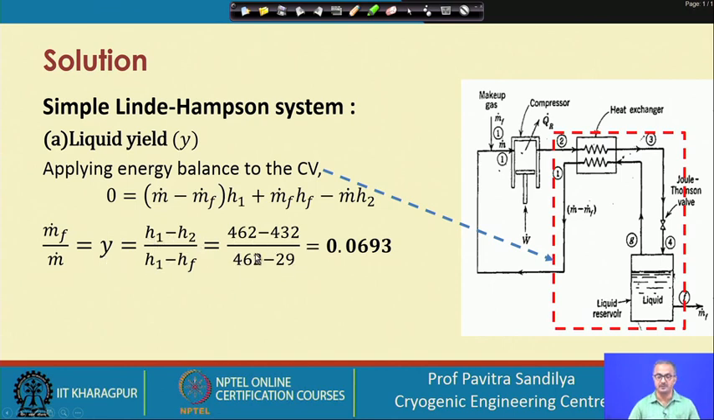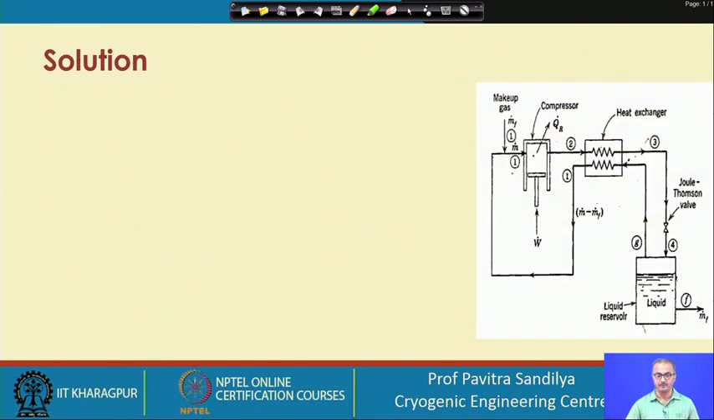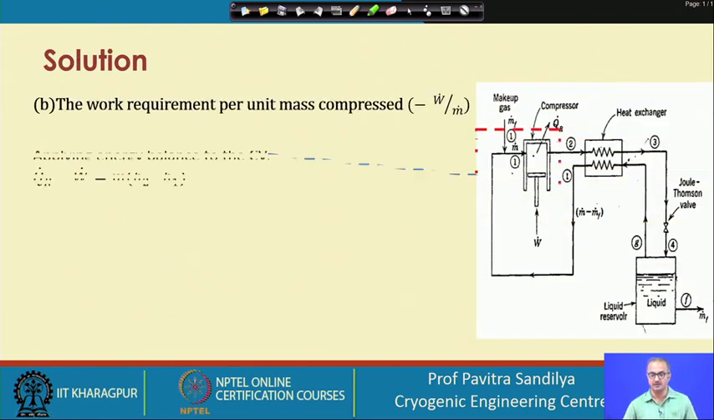We plug in the values of the enthalpies and we find this is the liquid yield, about 6.9%. That means 6.9% of the total gas supplied is converted to liquid. So it is a very, very small value. Okay. And now we go for the work requirement.